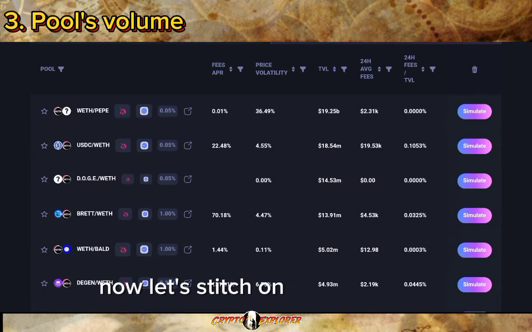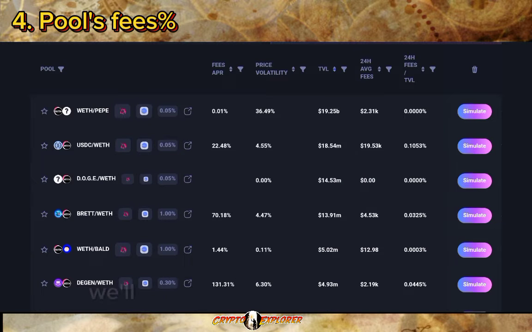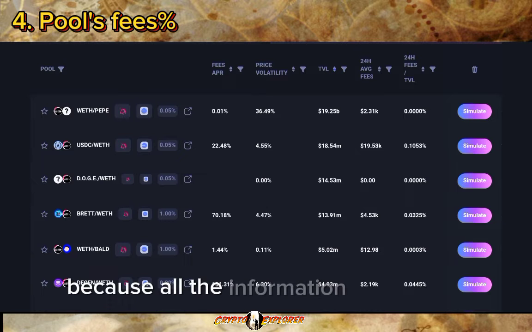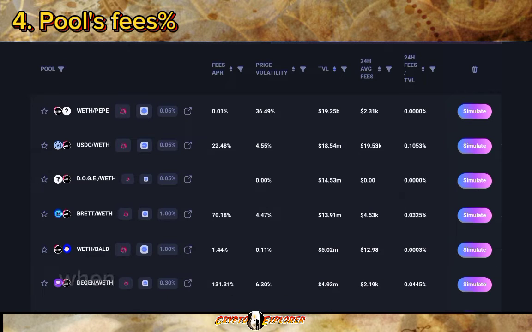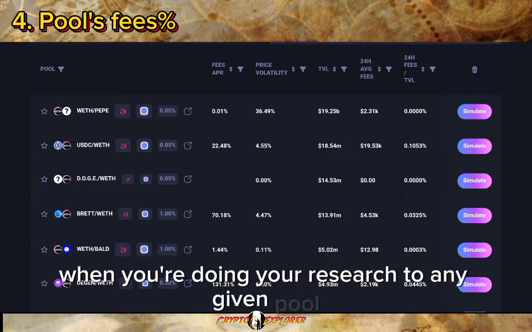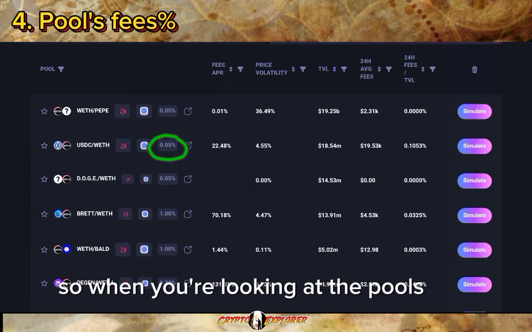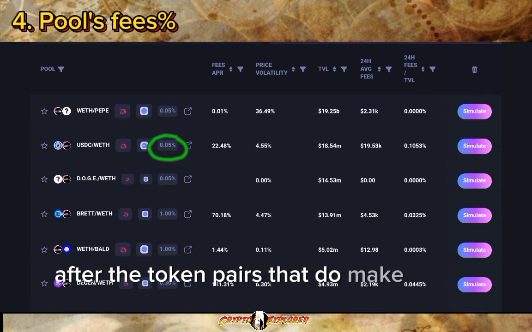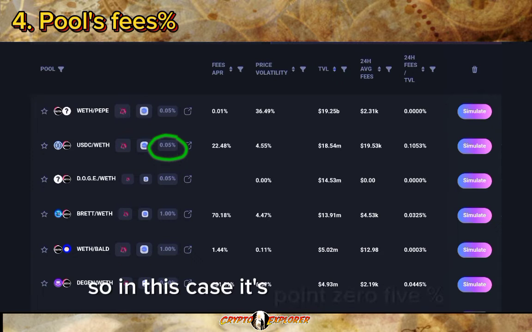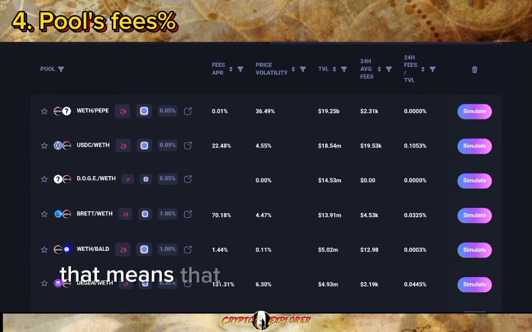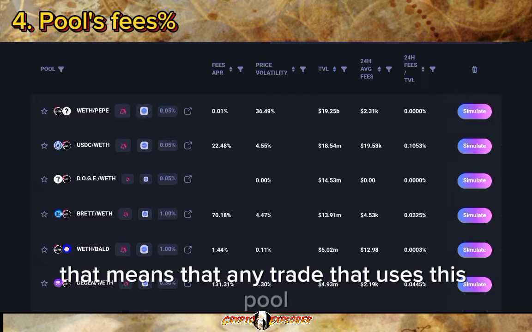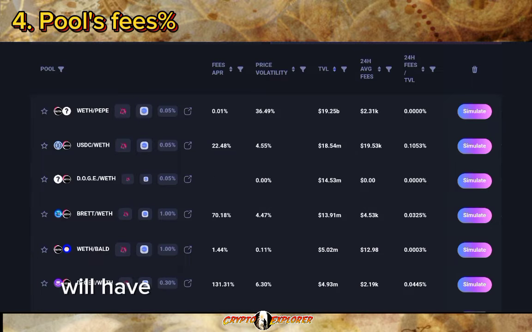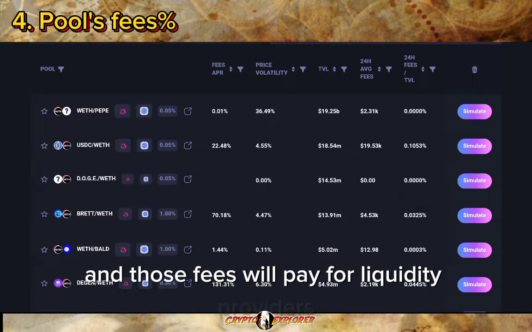And now let's touch on the next point, which is the pool's fees. We'll stick here with this same pool because I don't want to jump around, because all the information I'm sharing here, you can then apply when you're doing your research to any given pool. So when you're looking at the pool's fees, you want to look at this number here after the token pairs that make up the pool. So in this case, it's 0.05%. That means that any trade that uses this pool, the volume going in will have to pay 0.05% in fees, and those fees will pay the liquidity providers.